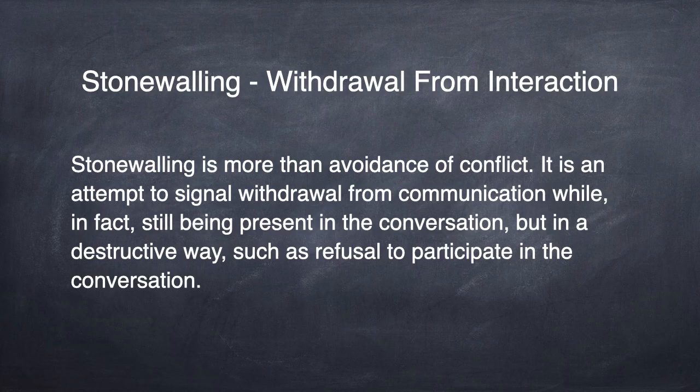Stonewalling is the third part of the four horsemen of the apocalypse. It is about withdrawal from interaction, not just leaving an interaction physically, but really indicating and communicating to someone else that you are trying to remove yourself from the conversation. But you usually are trying to do it in a destructive way, such as refusal to participate in the conversation. I know in many conflicts we hear phrases like, I'm not doing this anymore.